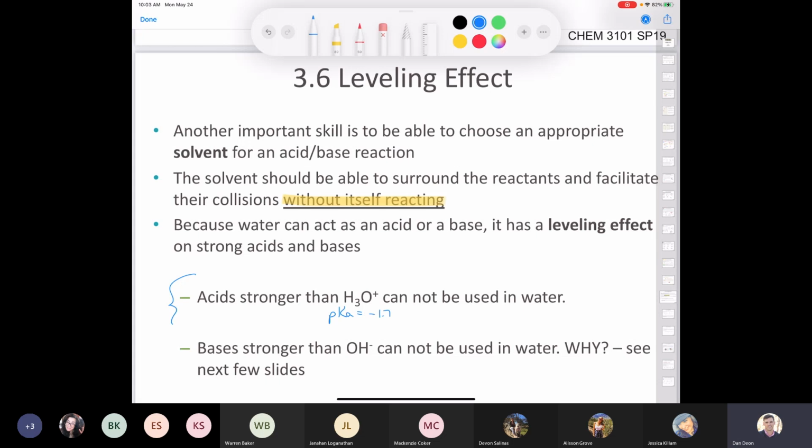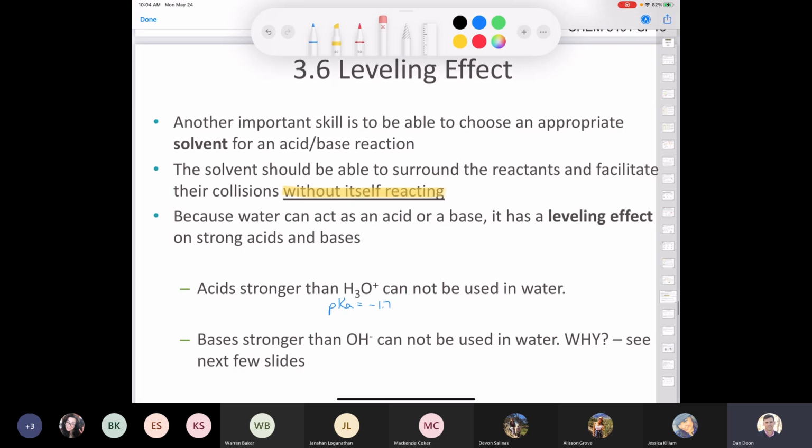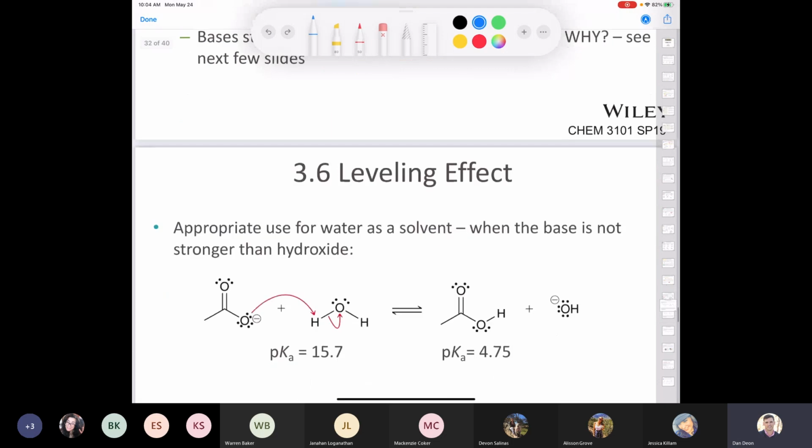Well, what it's saying here, or what this means, is that if you put an acid stronger than hydronium in water, you don't have any of that acid left over, or you're going to have not much of that acid depending on it. Also, if you have a base stronger than hydroxide, it can't be used in water. Why? Well, let's explain why. If you didn't follow me on this bullet point here, let me explain why. And this is something that you might not have thought of before.